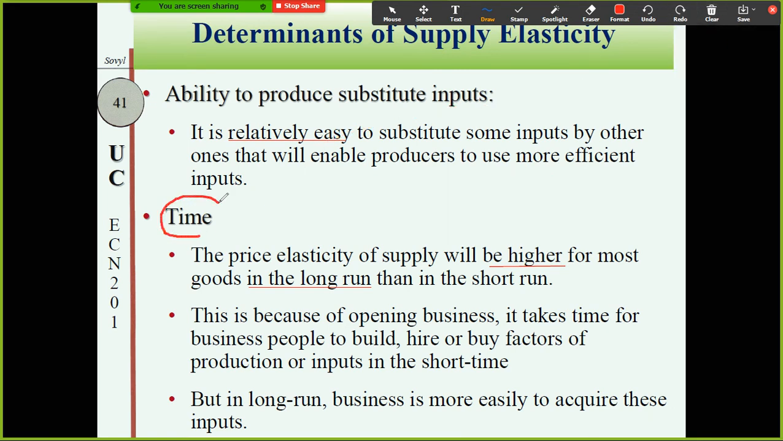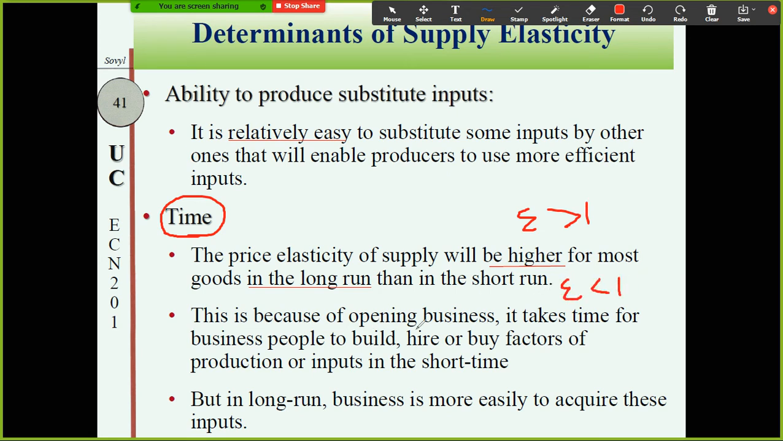The other one is time. The price elasticity of supply will be higher for most goods in the long run than in the short run. This is the same thing as demand. In the long run, quantities tend to change faster and by a bigger amount, but in the short run they change very little. That's why price elasticity of demand and of supply tend to be elastic in the long run, but inelastic in the short run.